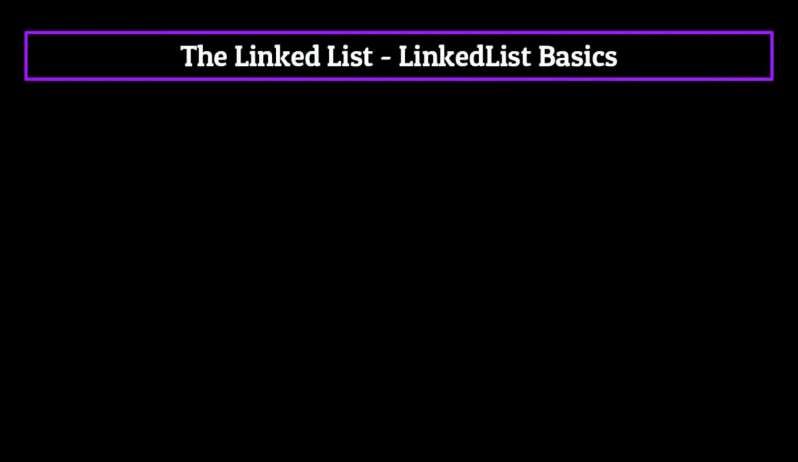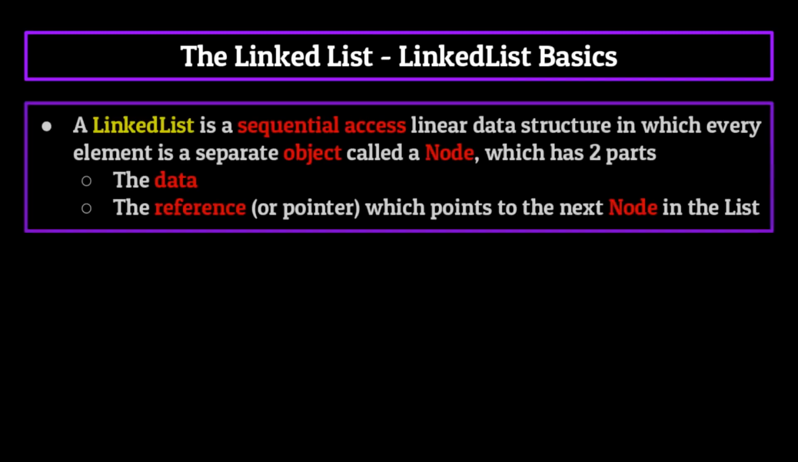Let's just jump into things by talking about the elephant in the room. What exactly is a linked list? Well, to answer that, a linked list is a sequential access linear data structure in which every element is a separate object called a node. Each node has 2 parts, the data and the reference, also called the pointer, which points to the next node in the list. Wow, that is a pretty big sentence with a lot of ideas within it.